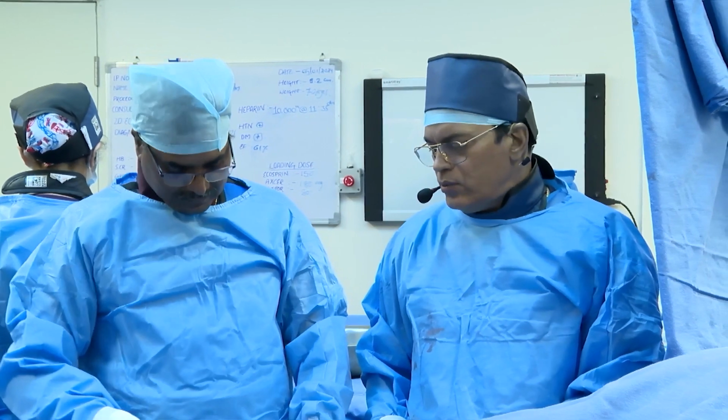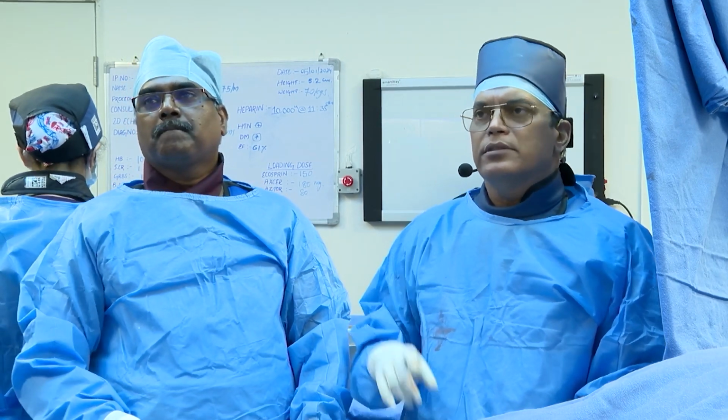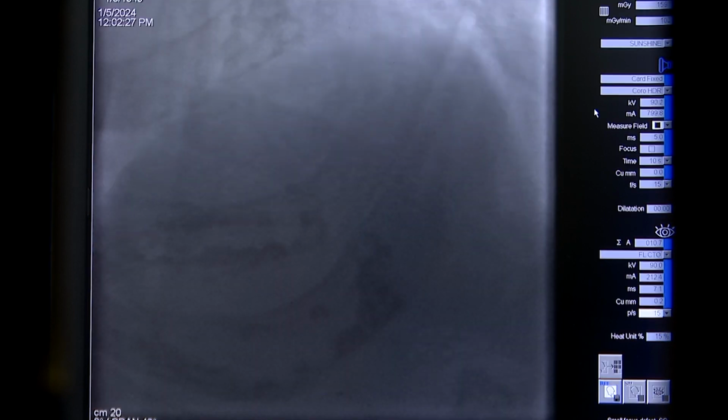With the Viper wire, using the microcatheter, we placed it too distally. Why? Because there was a difficulty in placing the wire. That is the reason we kept it as distal as possible.